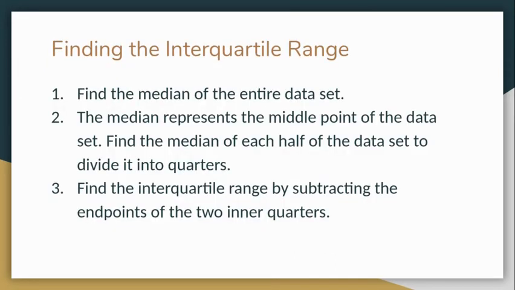To find the interquartile range, you must first find the median of the entire dataset. The median represents the middle point of the dataset. Find the median of each half of the dataset to divide it into quarters. Finally, find the interquartile range by subtracting the endpoints of the two inner quarters.